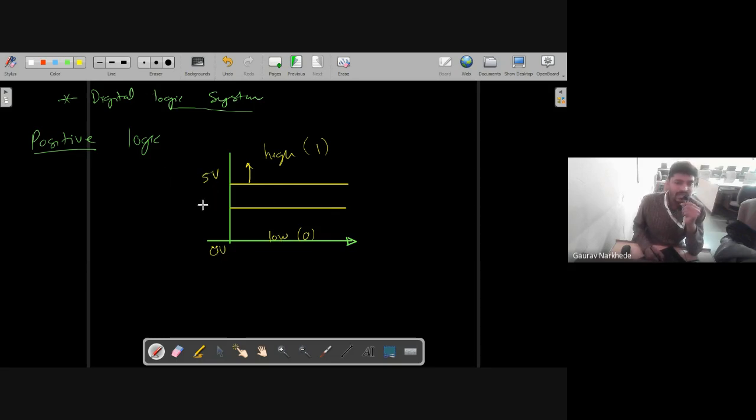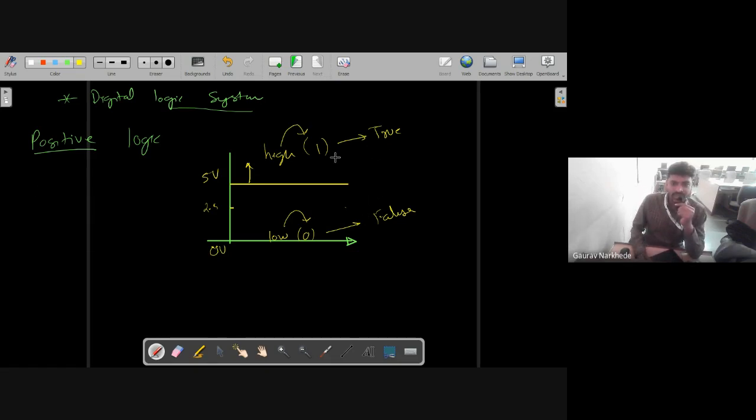We can consider that any voltage above 2.5 volts is a high voltage, and any voltage below 2.5 volts is a low voltage. This middle line is not there, but only two voltages are considered, high voltage and low voltage. In positive logic system, high is considered as 1, or true, and low is considered as 0, or false. So this is your positive logic system, where higher voltages are treated as logic 1.